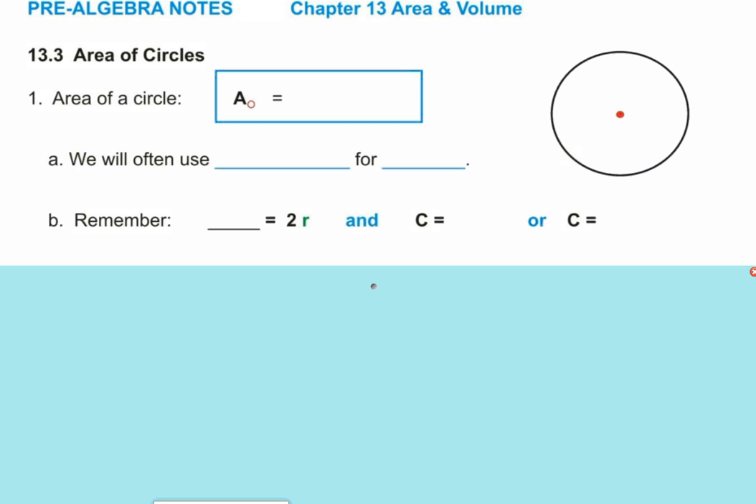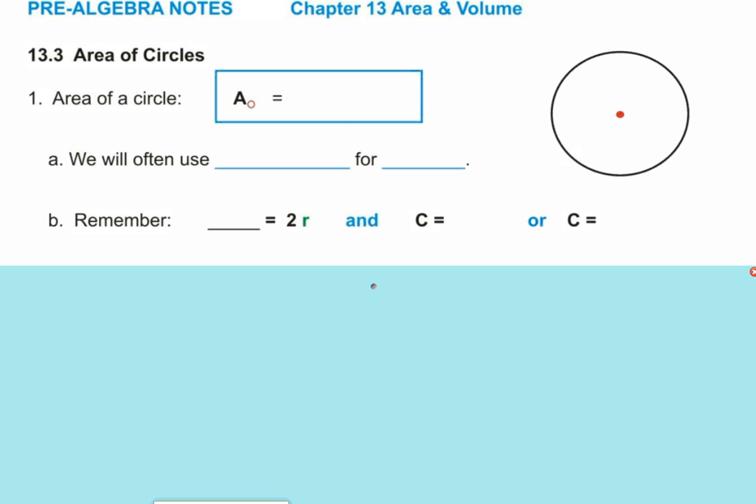Now we're up to area of a circle. So if anybody knows the formula for area of a circle, raise your hand, give me the formula for area of a circle. Area of a circle. Area of a broken calculator. Area of a circle. Edward.